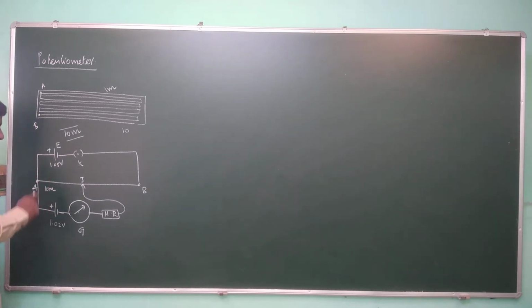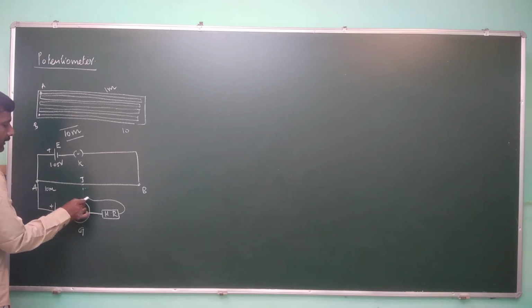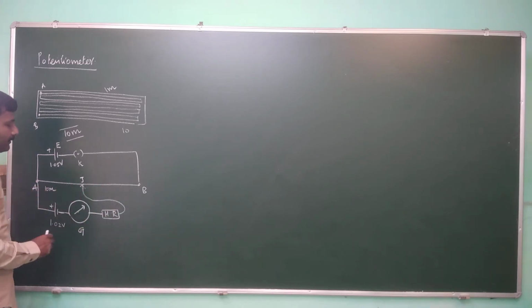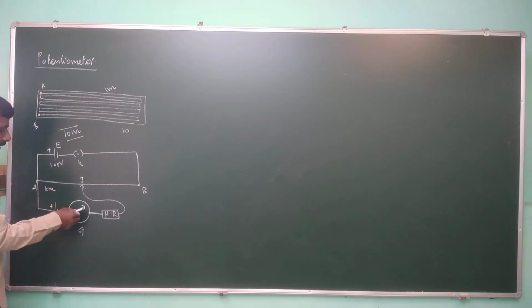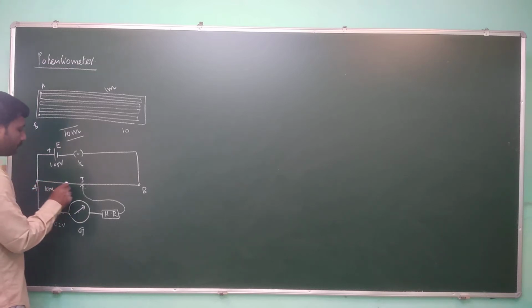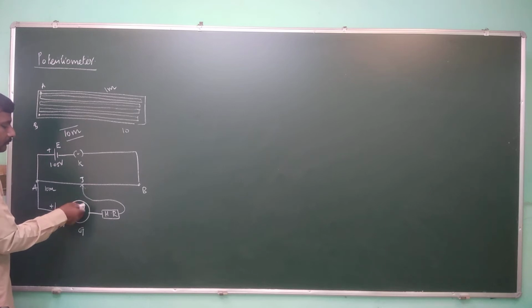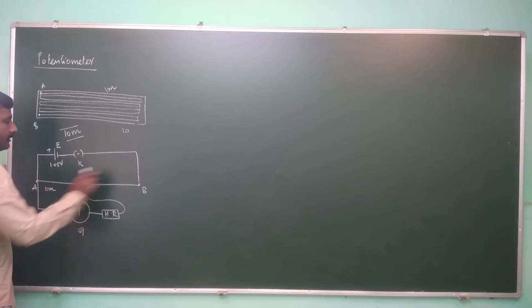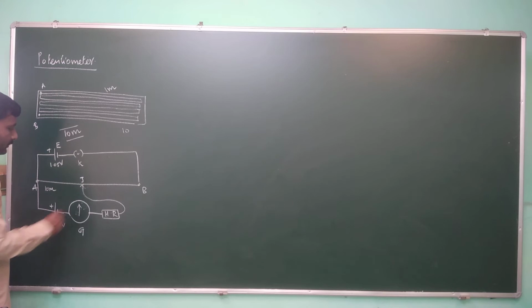As these two batteries are not equal, if you take this sliding key and move it from left side to right side, starting from this point, some value will be shown in the galvanometer, and as you slide from left to right, the galvanometer will move and reach the 0 point somewhere between A and B. You may say that this is that point.